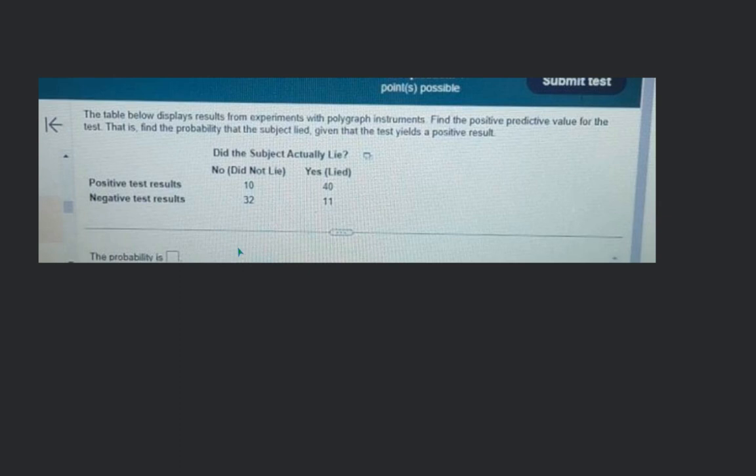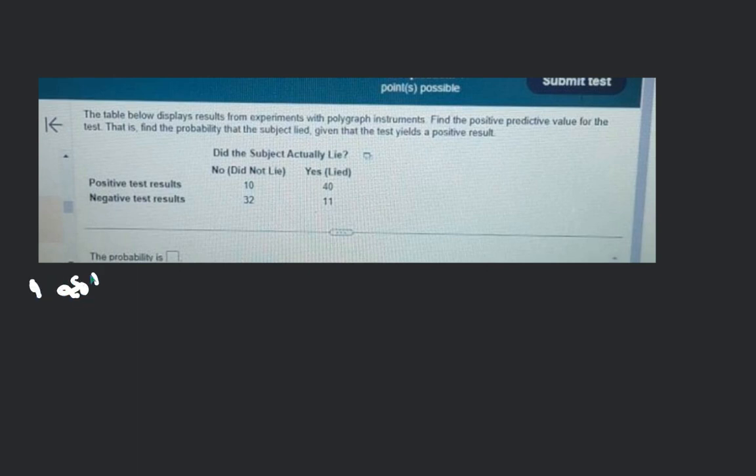I did. Is this the question? Sorry, question 11? I can't see question 11 over here. I can see just there's a marking over here. Let me see. Is this the question? The table below displays results from experiments with polygraph instruments. Is this the question? Yes, this is the question to talk about.